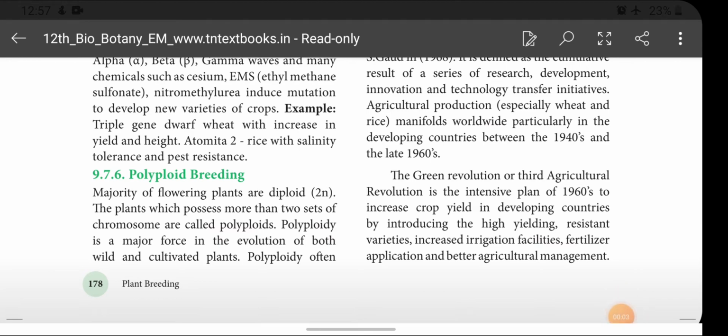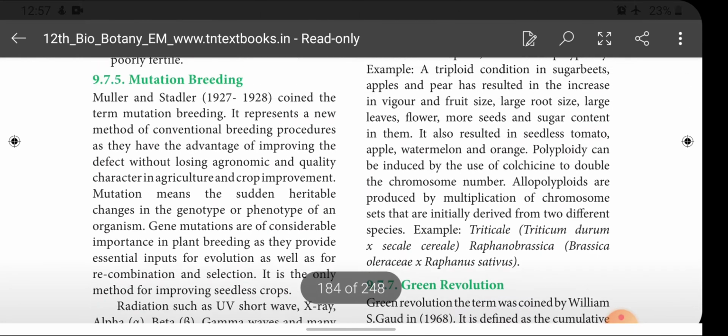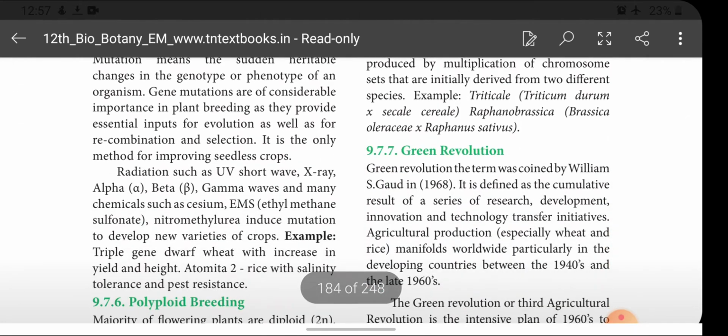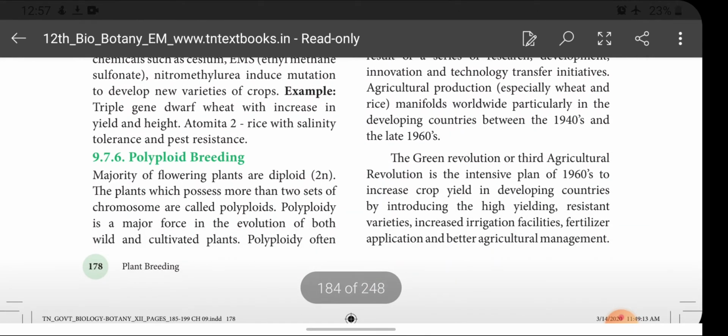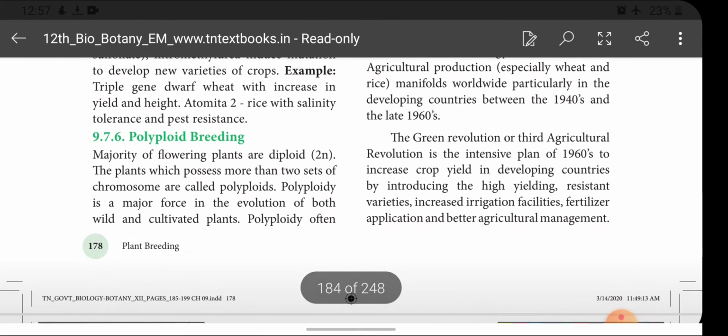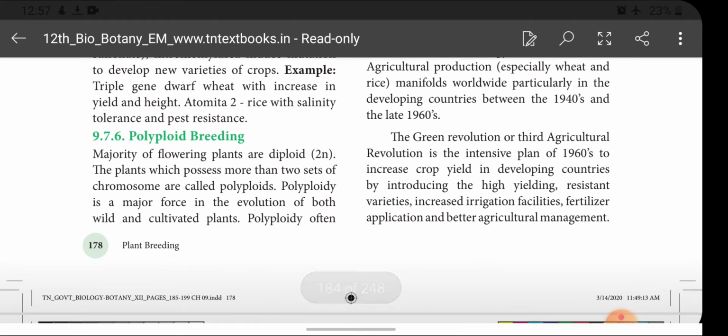Children, last class we discussed mutation breeding. I have started today with polyploidy breeding.